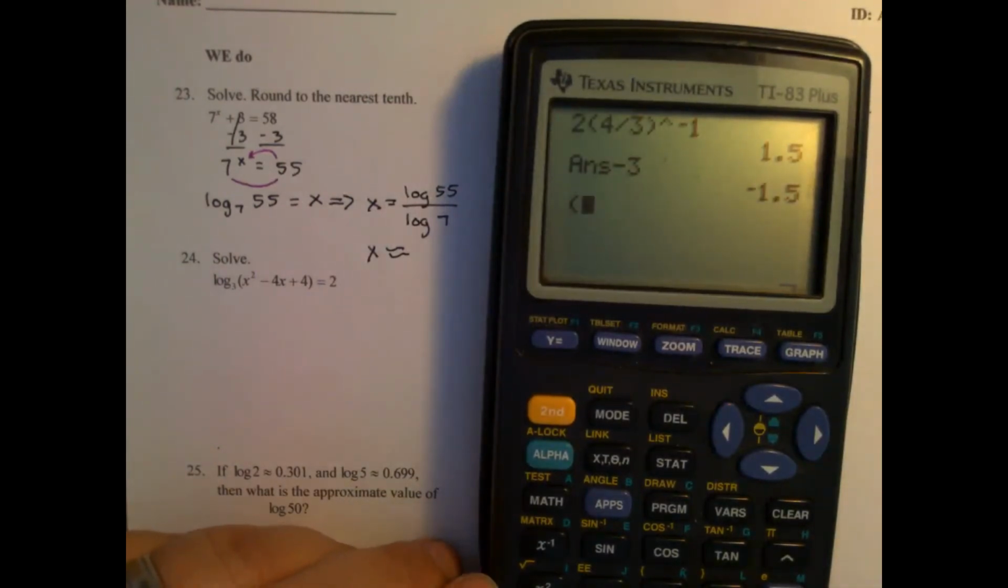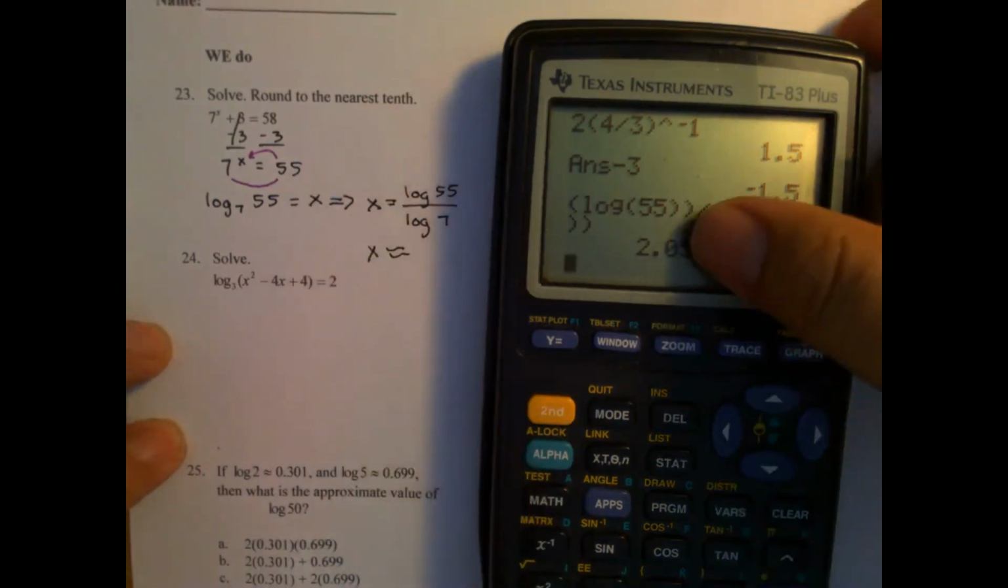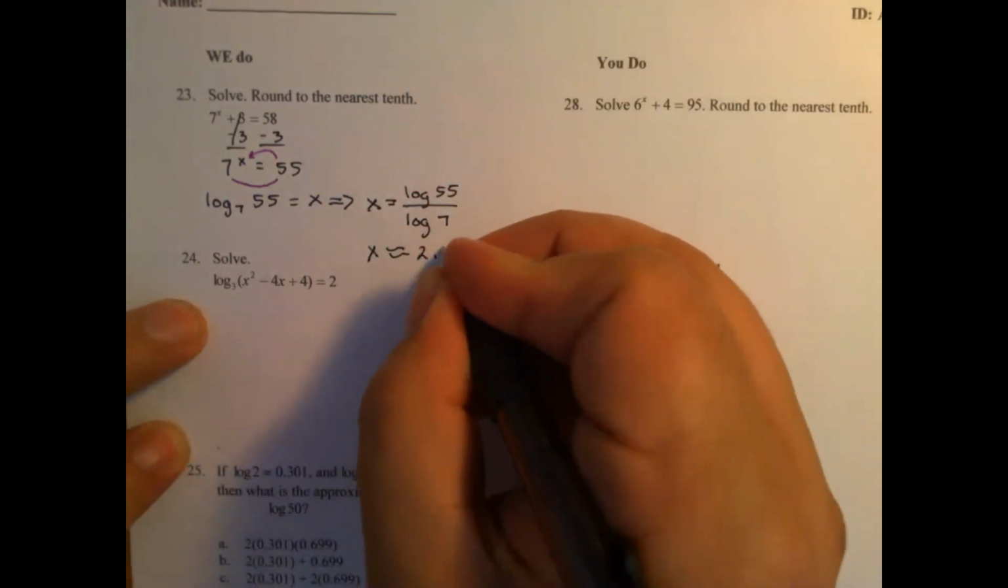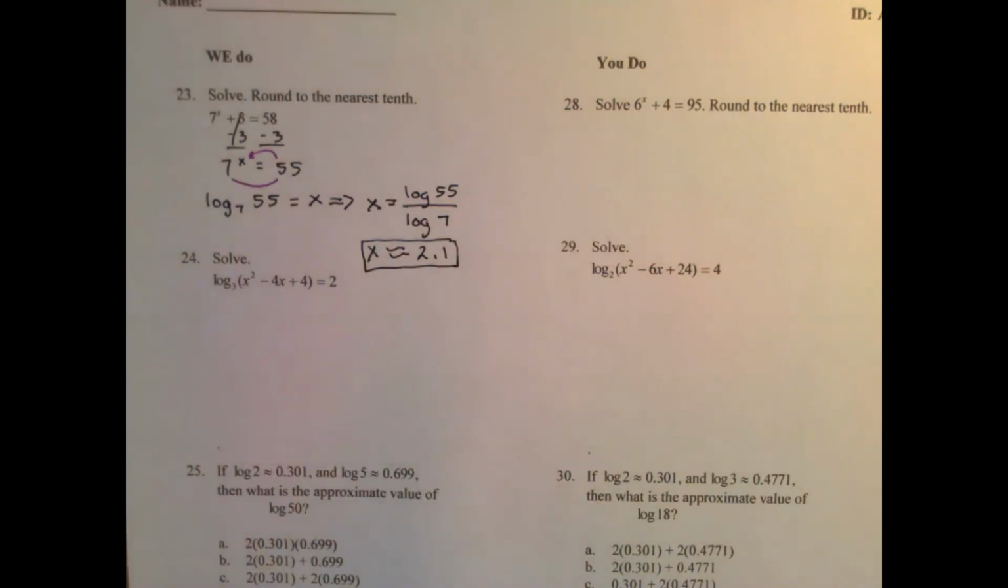So I'm going to go with log of 55 divided by log of 7. And my answer is 2.0593, but they said rounded to the nearest tenth. So it's either 2.0 or 2.1. Because it's a 5, we're going with 2.1. All right. And again, it was an exponential function. Didn't really need to check that answer.